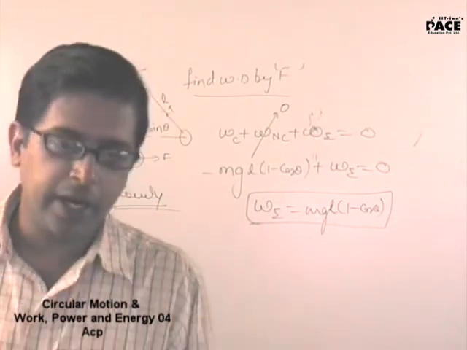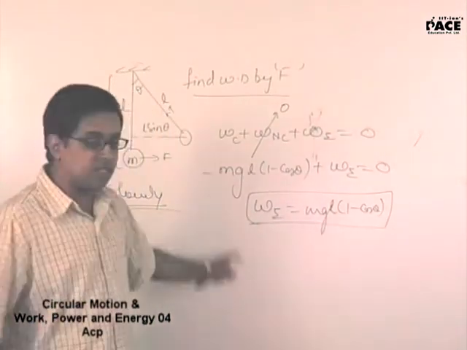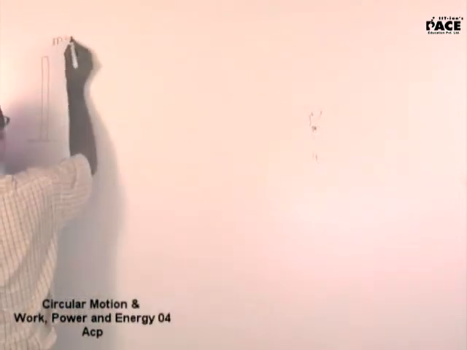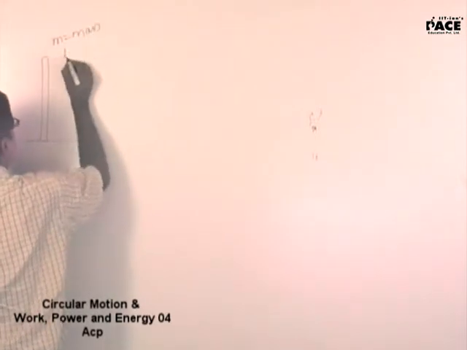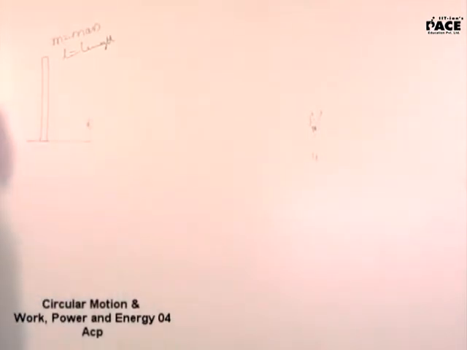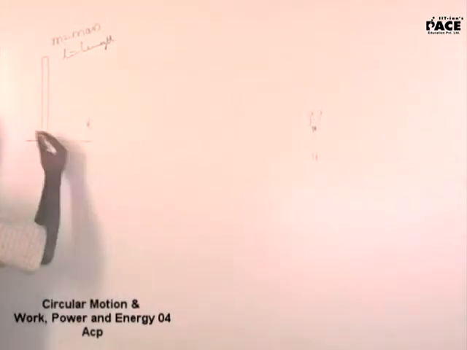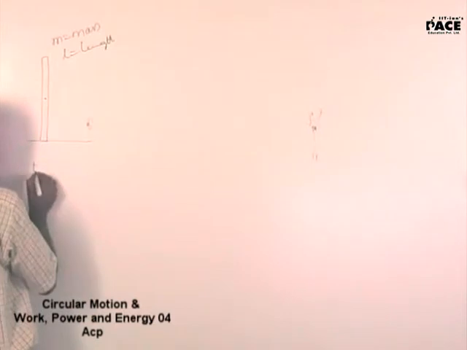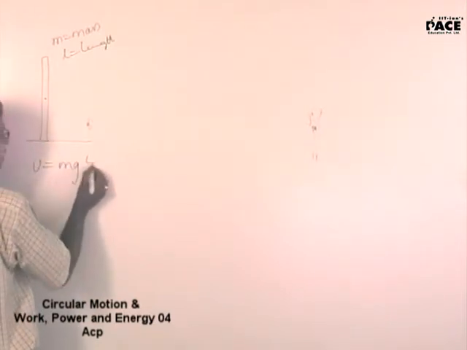The problem is from Irodov. m is the mass of the stick and L is the length. How do I find the potential energy of this particular body? The whole of the mass appears to be concentrated here, hence the potential energy is mgL by 2.